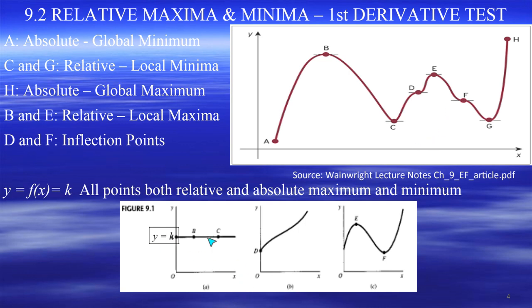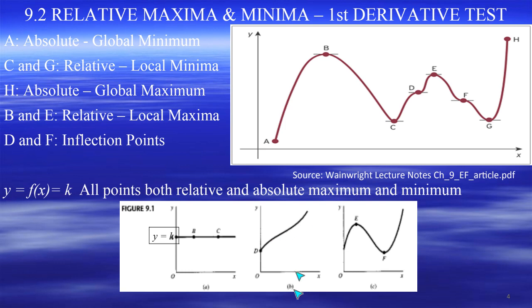If we have a constant function like this one, y equals f(x) equals k, all the points of this function are both absolute and relative maxima and minima. A constant function has no distinct minimum or maximum, or rather all the points in a constant function are both relative and absolute maxima and minima. So this is for the constant function, and it's not interesting for us.